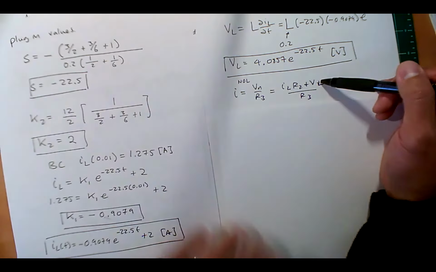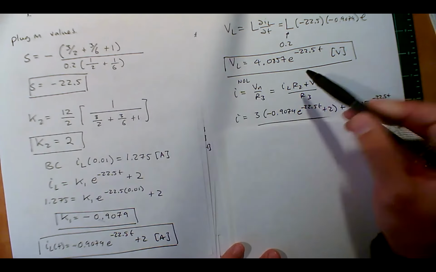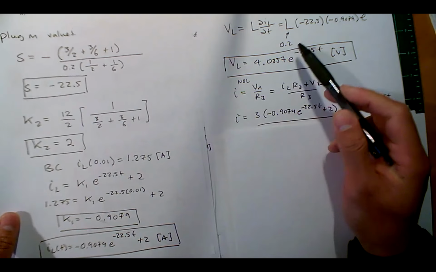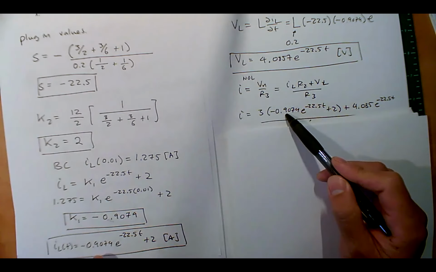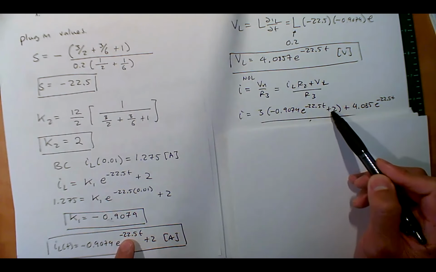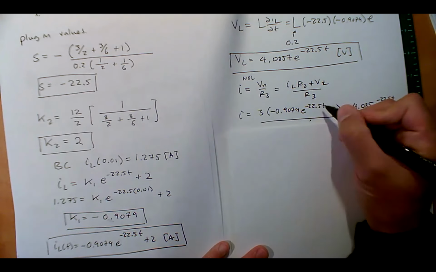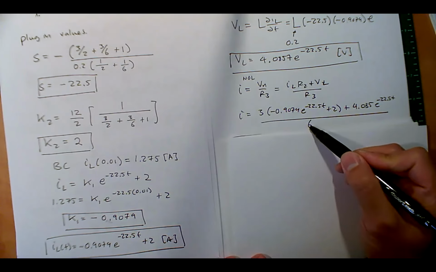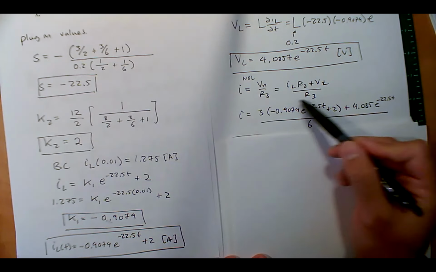We have an expression for VL as this, and we can put it in. So R2, which is 3, times this IL term here, negative 9 e to the minus 22.5t plus 2, plus VL, which is this guy, divided by R3, which is 6. Okay. Now we can start crunching everything.